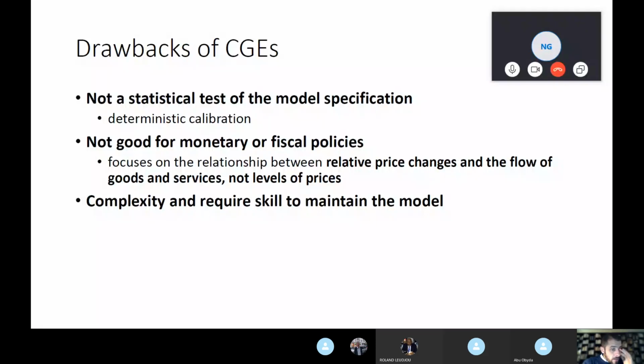Finally, CGE models also are costly to maintain, meaning that in order to maintain the model up to date and to add new equations or new variables, they are costly, because every time we add different equations we have to guarantee that these variables or equations that are included in the CGE model have data in the social accounting matrix itself. Okay.